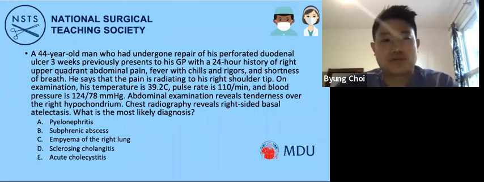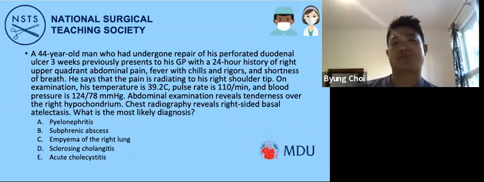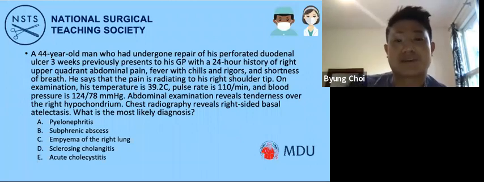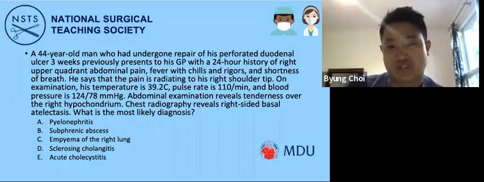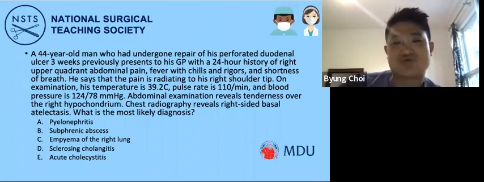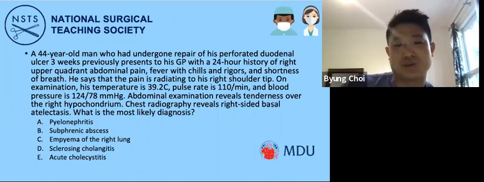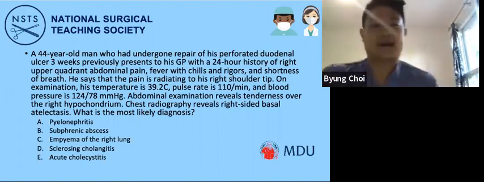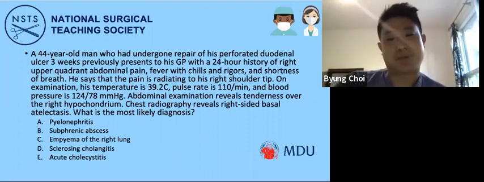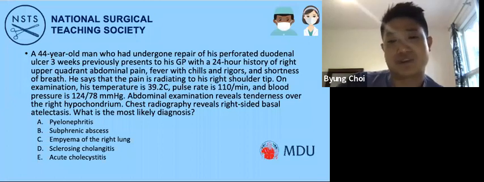Okay, so a 44-year-old man who had undergone repair of his perforated duodenal ulcer 3 weeks ago presents to his GP with a 24-hour history of right upper quadrant abdominal pain, fever with chills and rigors, and shortness of breath. He says that the pain is radiating to the right shoulder tip. On examination, his temperature is 39.2, his heart rate's 110, blood pressure is 124/78. An abdo exam reveals tenderness over the right hypochondrium. Chest radiograph reveals right-sided basal atelectasis. What is the most likely diagnosis?